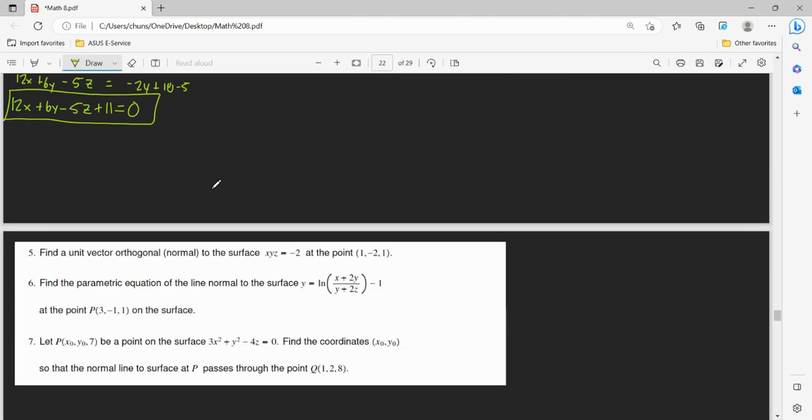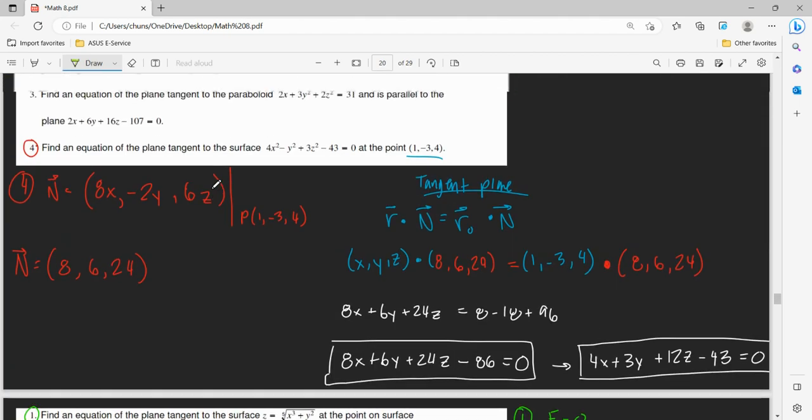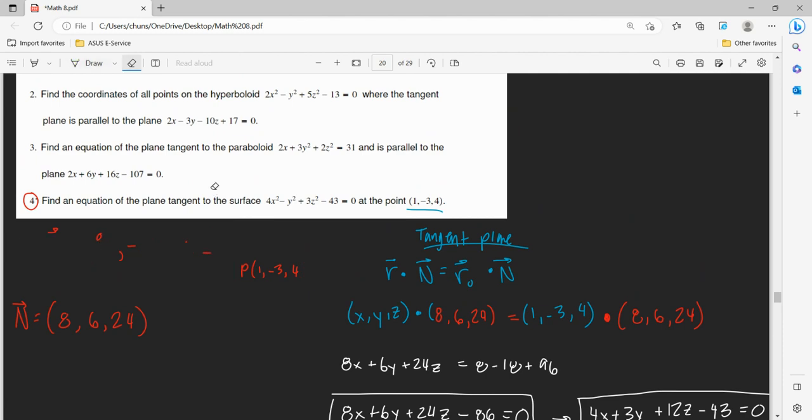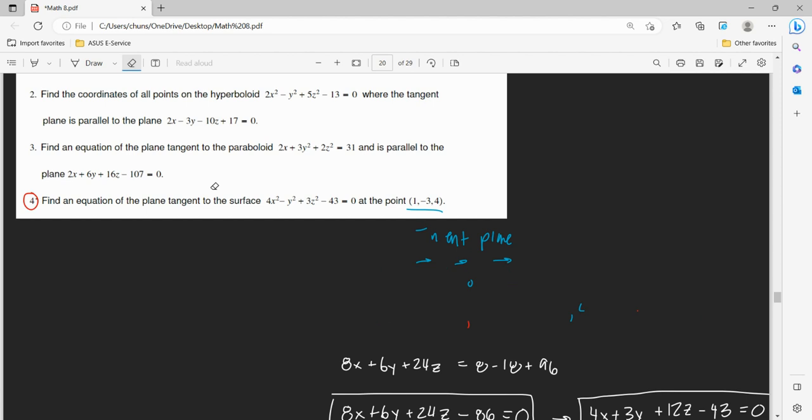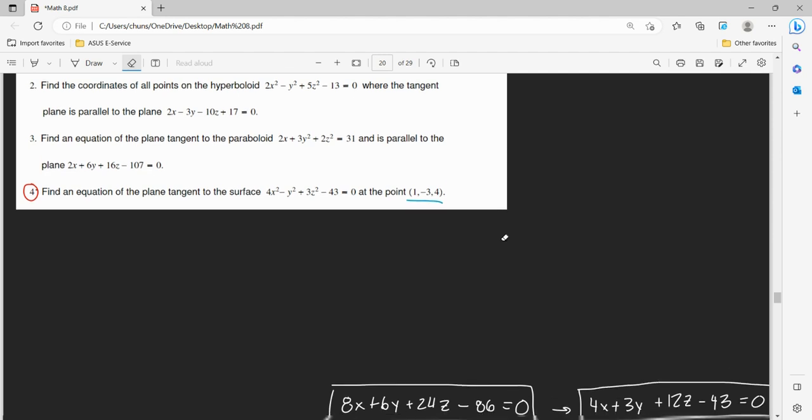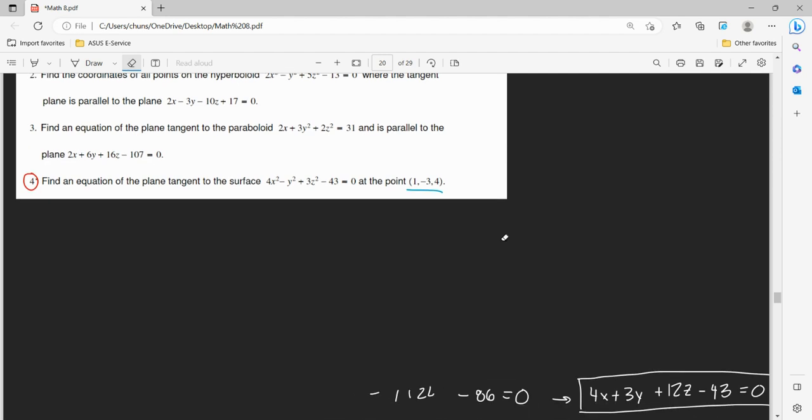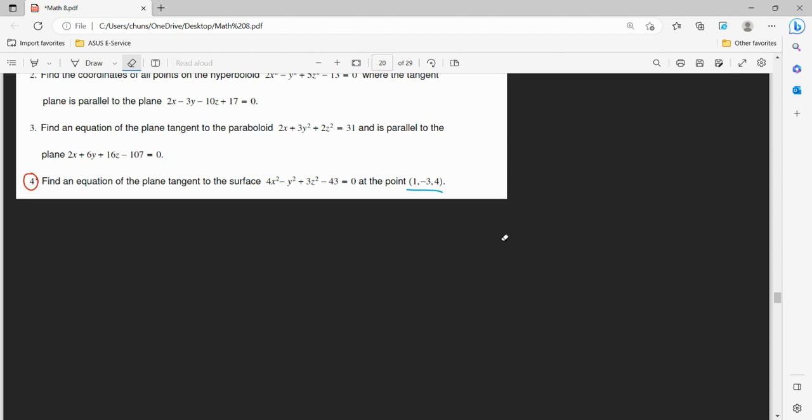Okay, so what if we had something like question 2? Sorry, let me scroll up, so let me just get rid of this. So we have room for question 2, because we already did question 4 in our last video. Okay, so question 2 is asking for points on a hyperboloid where the tangent plane is parallel to a given plane. So we have to kind of dissect what all of this means. So let's look at question 2.